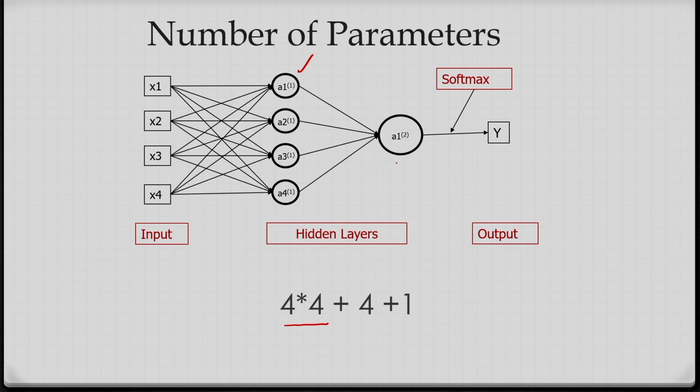After this, the next layer is A12. Corresponding to this layer I have 4 connections. You can see the connections 1, 2, 3, 4, 4 connections, and finally I have the output. For the output I have 1 connection. So you can see how many connections I have in this simple artificial neural network.